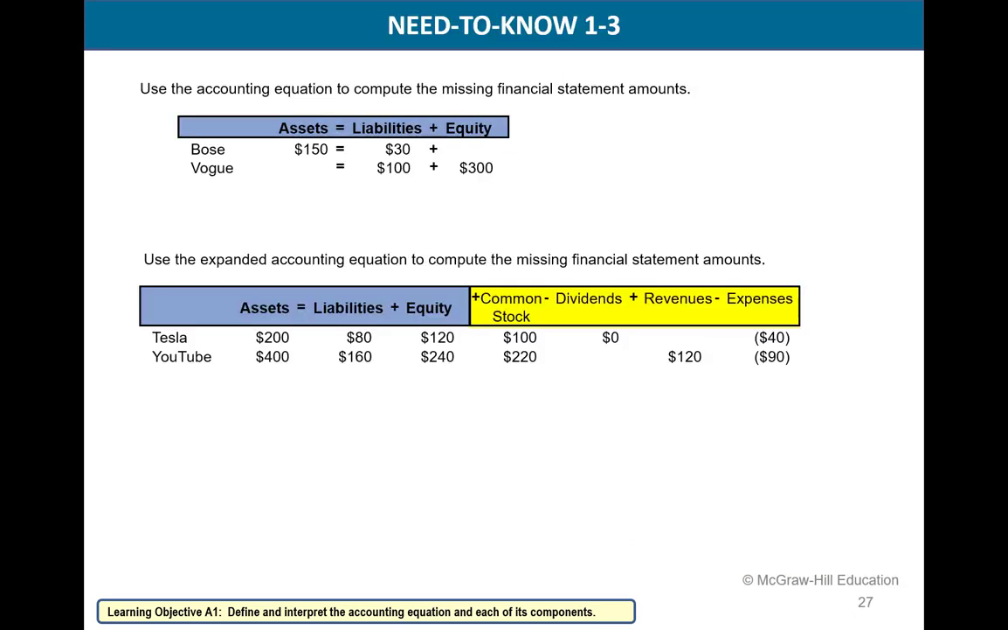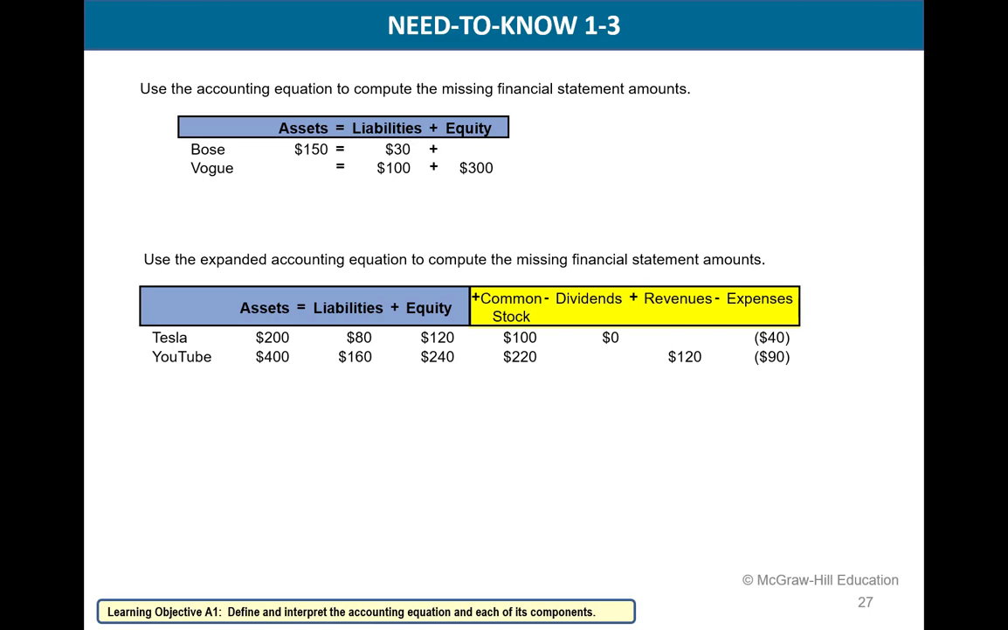Here's one of our need to knows. Let's go over this and see what we have retained. Use the accounting equation to compute the missing financial statement amounts. We know that the accounting equation states that total assets must equal the sum of total liabilities plus equity. For Bose Company, $150 of assets equals liabilities of $30 plus equity of $120. For Vogue Company, $100 of liability plus $300 of equity equals total assets of $400. We can see in the equation, to get this, I subtract the liabilities, I get my equity of $120. Liabilities plus equity, that means that my assets should be $400.